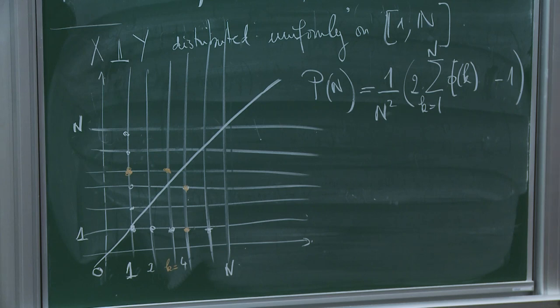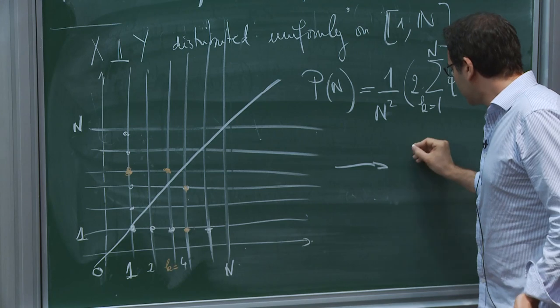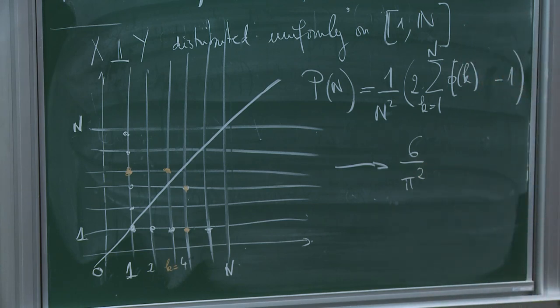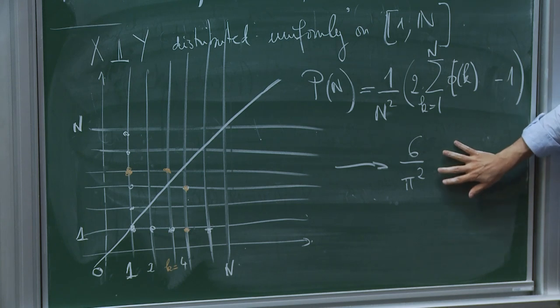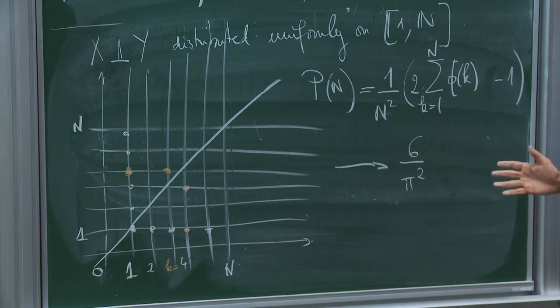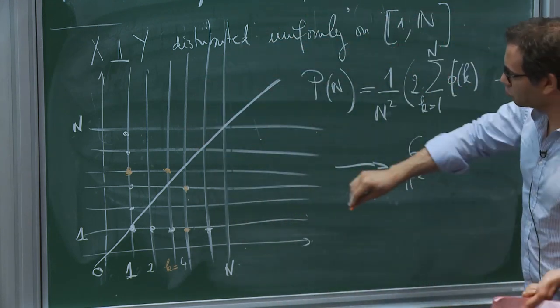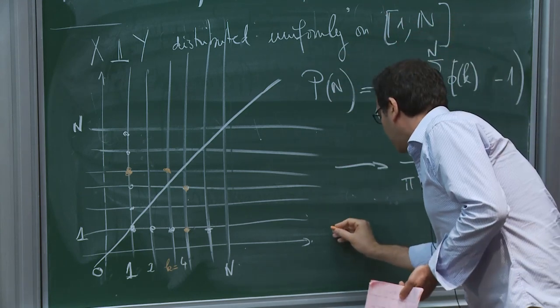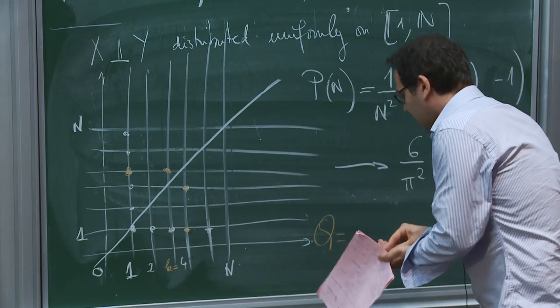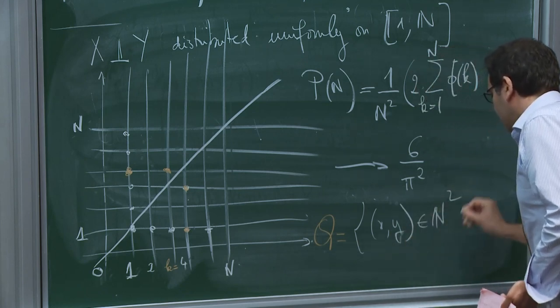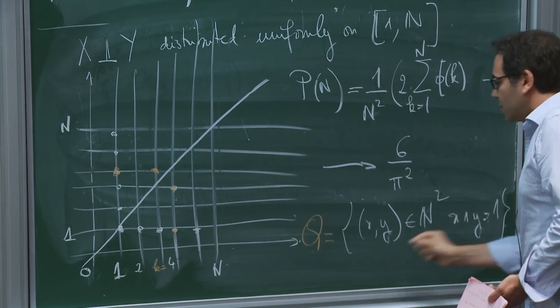And this we know. Actually, the limit of P of n when n goes to infinity is known. We know this limit is equal to 6 divided by pi squared. Maybe I can give you an intuition of why the limit is equal to 6 divided by pi squared. It's rather simple. Admit that the set of points, let's denote it by Q, which are points of [1,n] to the square with coprime coordinates, admit that Q has a density.